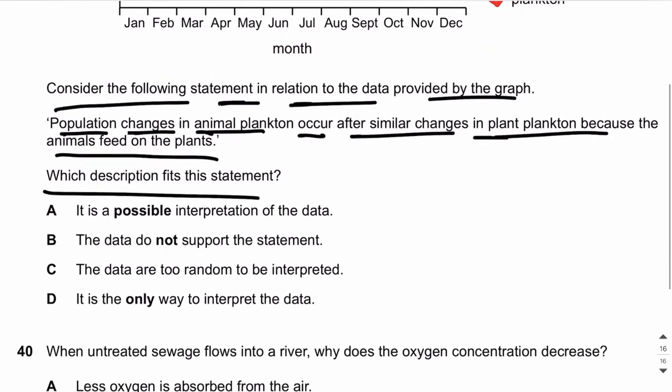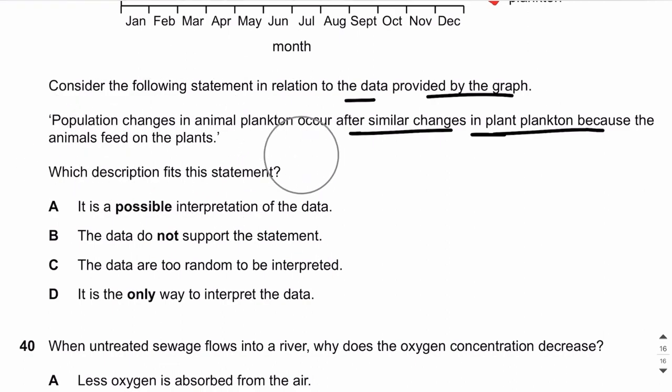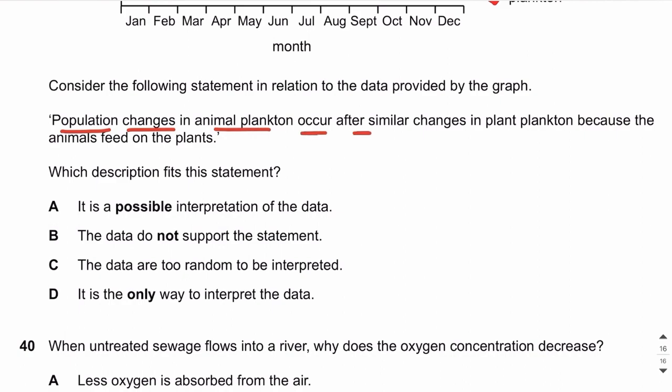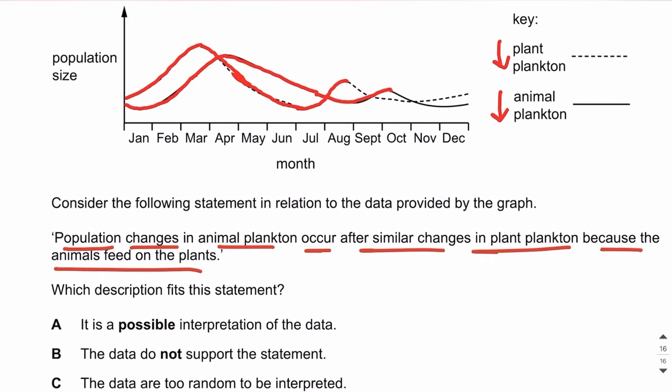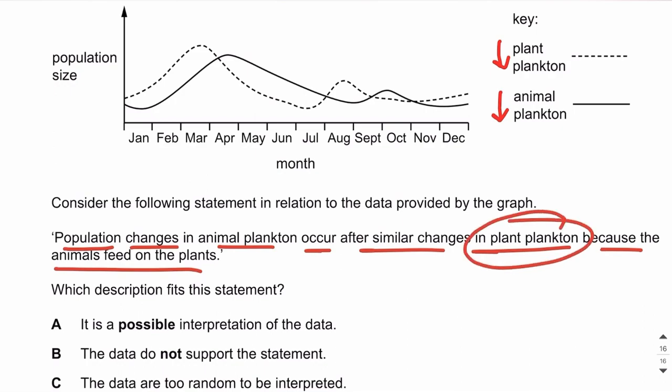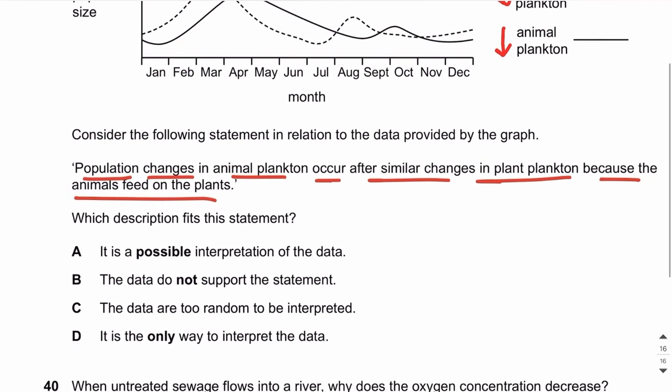So over here they have given the statement, and what is that? Population changes in the animal plankton occur after similar changes in the plant plankton because the animals feed on the plants. And guys, this is true that the animal plankton are following the similar changes in population as the plant plankton. Both the graphs are matching, right? Which description fits the statement? It is a possible interpretation of the data. Guys, this is the answer A.